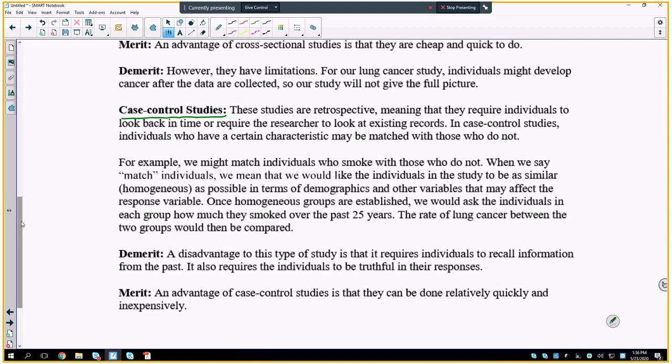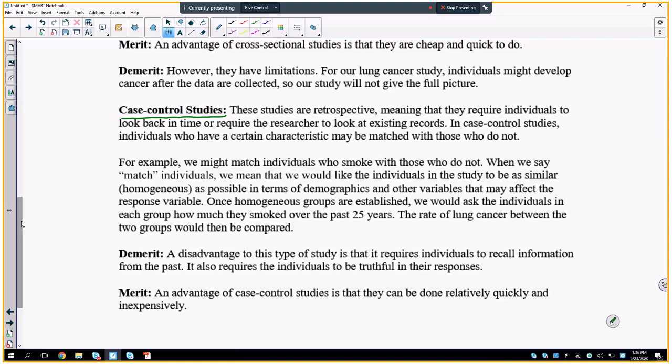When we say match, we mean that we would like the individuals in the study to be as similar as possible. And sometimes another word we use for similar is homogeneous. As similar as possible in terms of demographics and other variables that might affect the response variable. Once homogeneous groups are established, we would ask the individuals in each group how much they smoked over the past 25 years. Then the rate of lung cancer between the two groups would be compared.